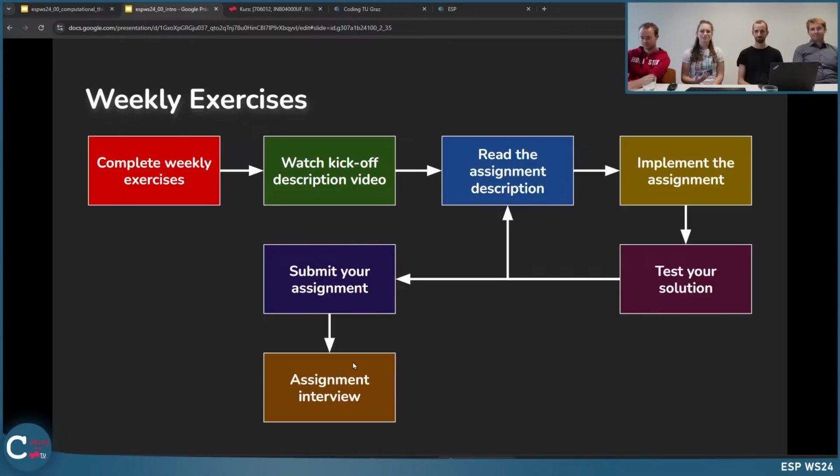So, to get back to the flow chart we had before about how to complete your assignment, we now know there are also these weekly exercises you will need to complete before starting with the assignment, ideally. So you complete the weekly exercises, and then you can start with the assignment.